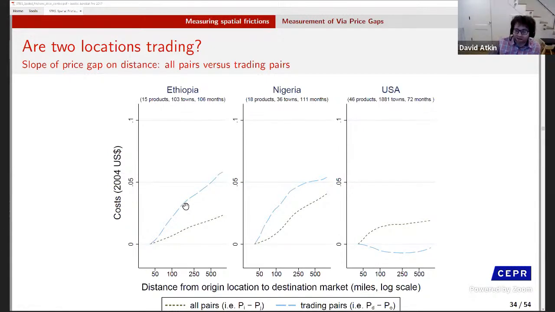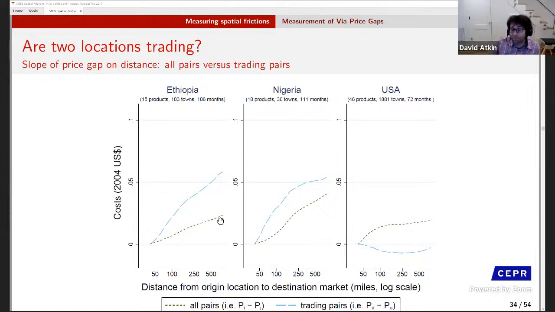If I'm doing the origin destination, the price gap goes up the further away I am from the origin. And the slope of this curve is telling us the marginal cost of distance, the derivative of this trade cost function with respect to distance.